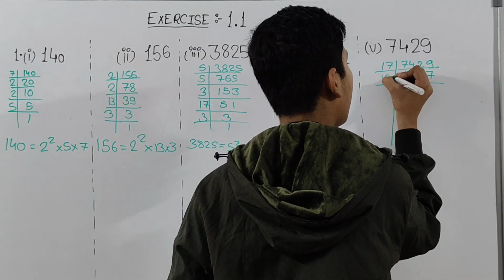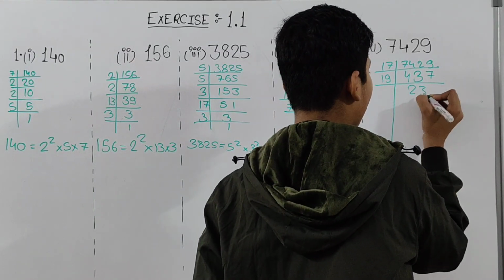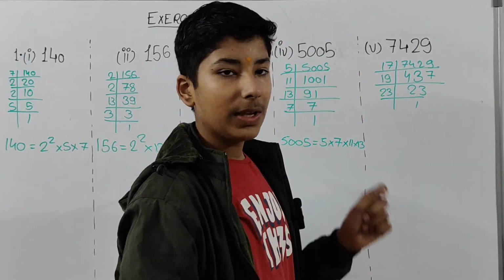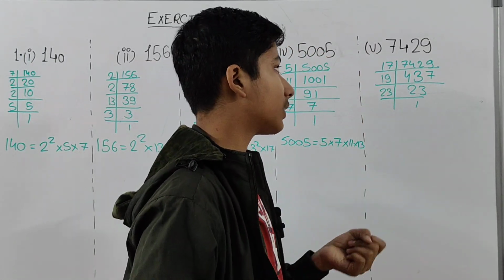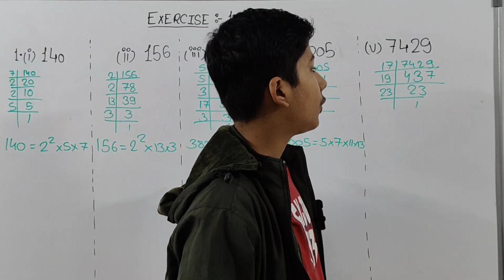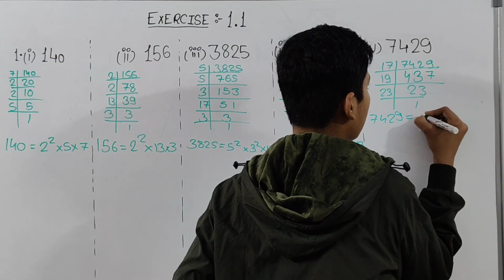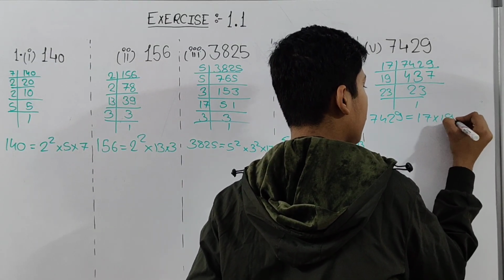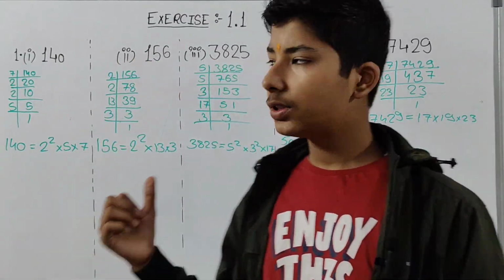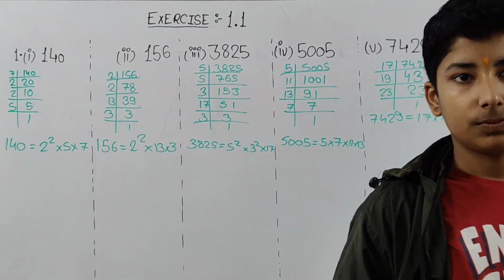Now we'll check with 19. Okay. 19, so it would be 23 times. And at last 23, then it would be 1. So this was the prime factorization method of 7429, which was very complex. So we'll write them directly. 7429 equals 17 into 19 into 23. This is our answer. And all of the solutions of question 1 are done. So we'll start with question 2.